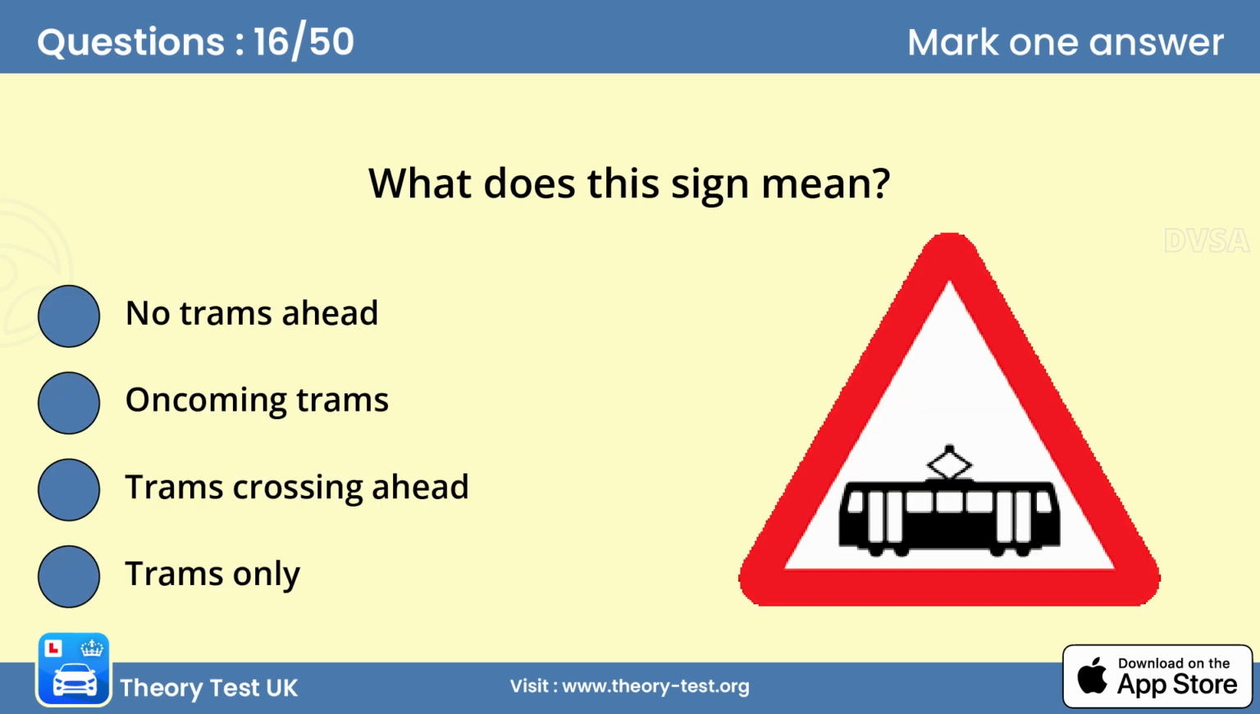Question 16. What does this sign mean? C. Trams crossing ahead. This sign tells you to beware of trams. If you don't usually drive in a town where there are trams, remember to look out for them at junctions, and look for tram rails, signs and signals.